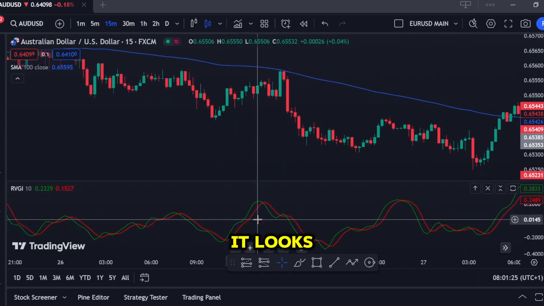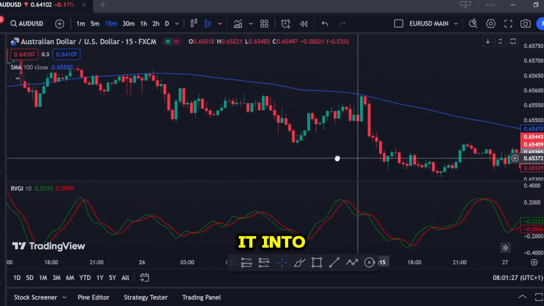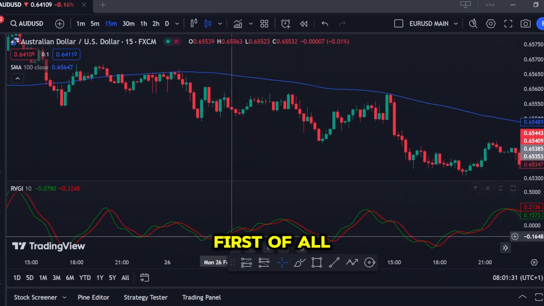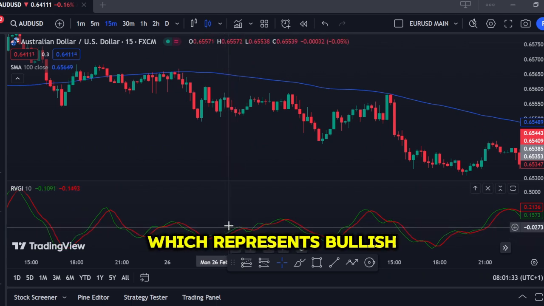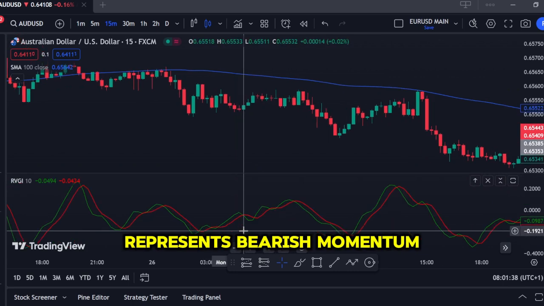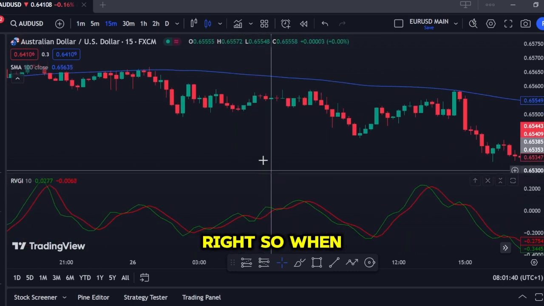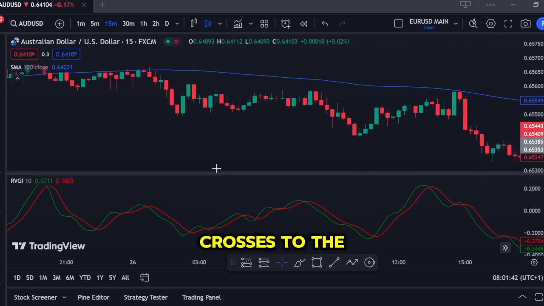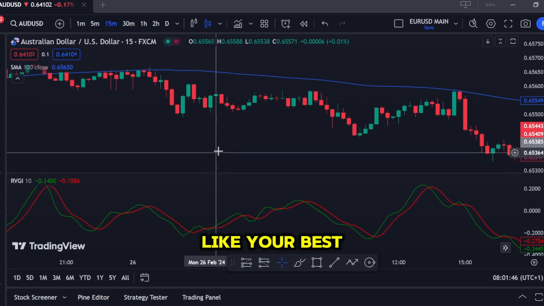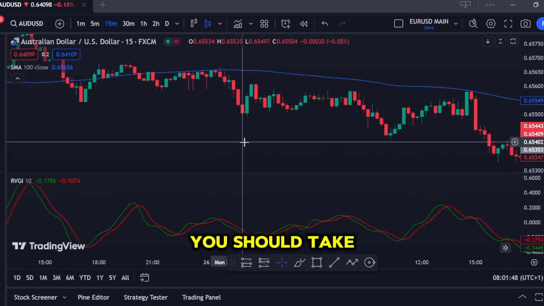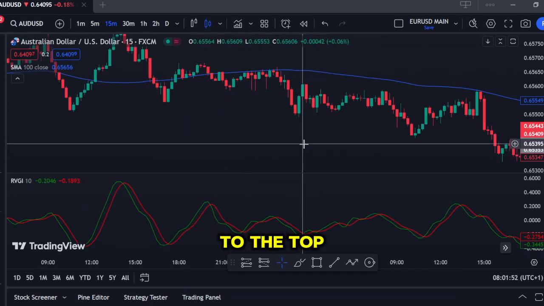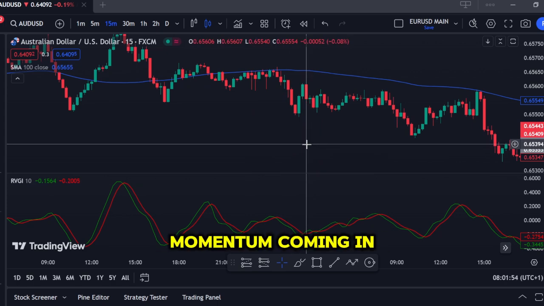Now, this is how it looks. It's just a 2 lines cross indicator. What we mean by 2 lines cross is that we have 2 lines here. First of all is the green line, which represents bullish momentum, and the red line, which represents bearish momentum, right? So when the blue line crosses to the upside, it means bullish momentum is coming in, and it's most likely your best time to take your profits. That's when the blue line crosses to the top. We have bullish momentum coming in.